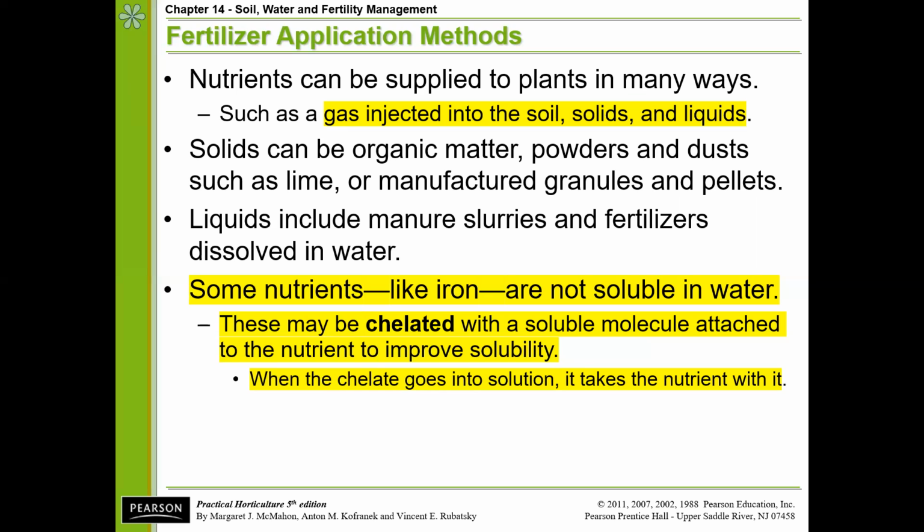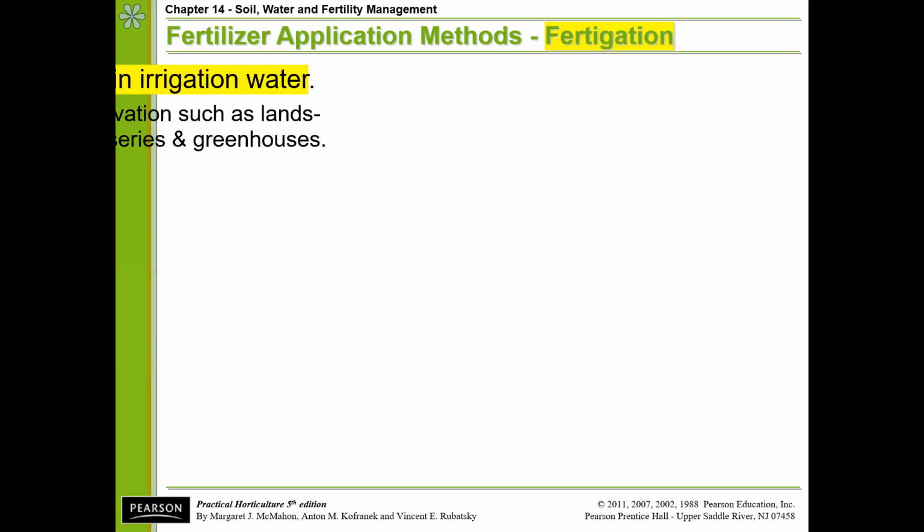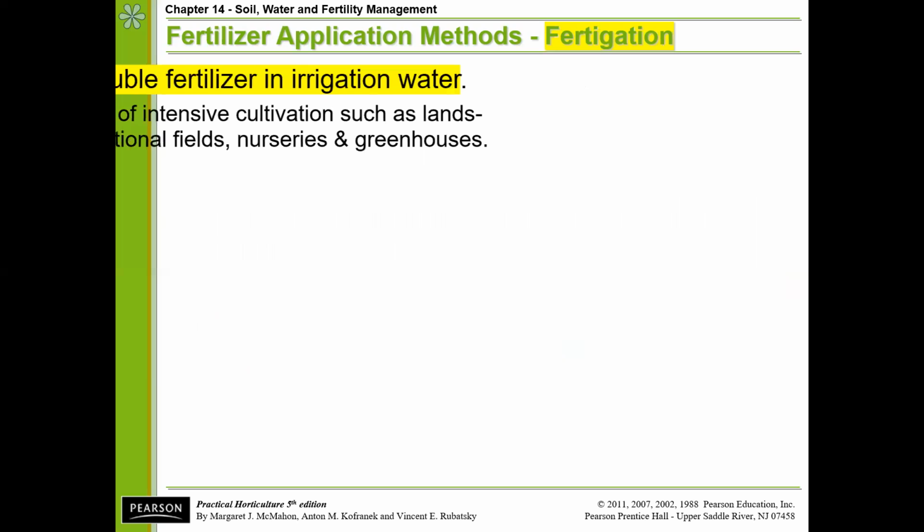It is important to note, though, that some nutrients, such as iron, are not soluble in water. So in order to make those available, they have to be chelated with a soluble molecule, which basically is just attaching iron to that molecule so that it takes that iron with it. So just know that if you ever have to apply an iron-based fertilizer, it does have to be chelated to really get the positive effect.